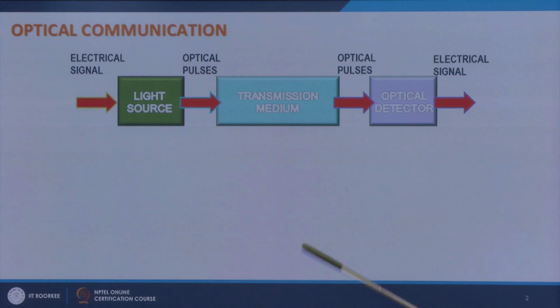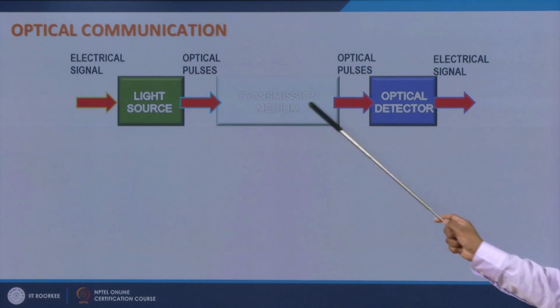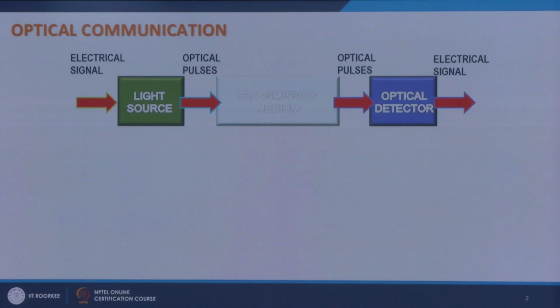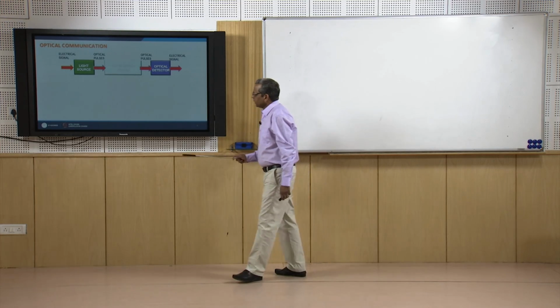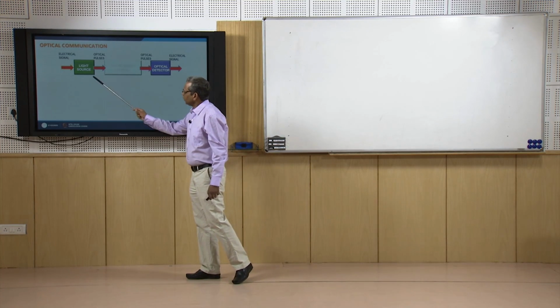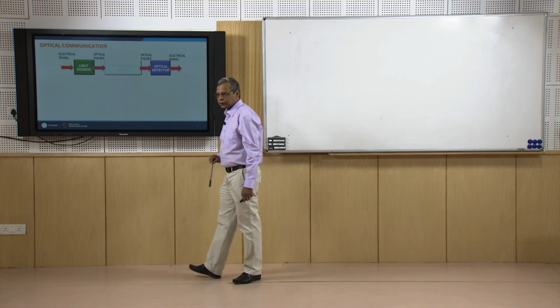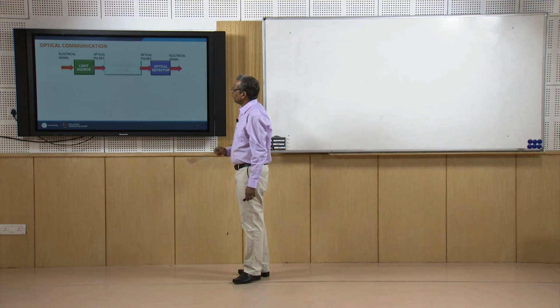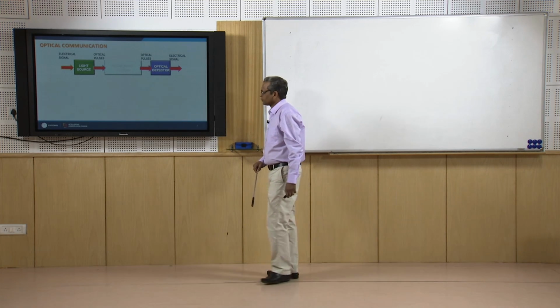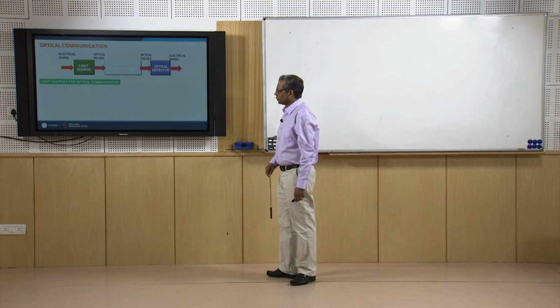This electric pulse train modulates the light source and generates optical pulses. These optical pulses are sent through this transmission medium, which is optical fiber, and after travelling through this optical fiber, they are received at the optical detector and are converted back into an electric signal. So, in the next few lectures we are going to look into light sources for optical communication and optical detectors. Let us look at light sources.